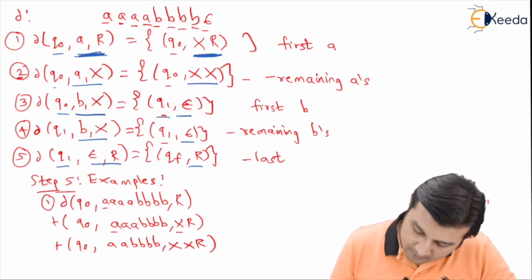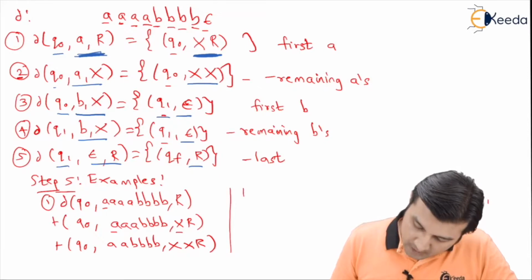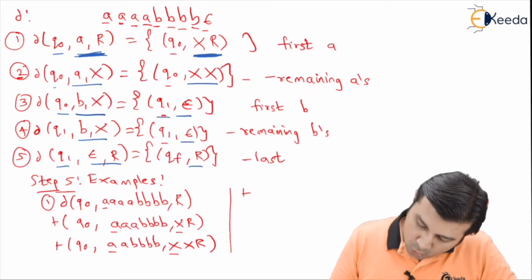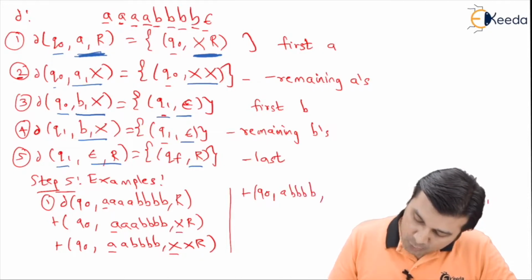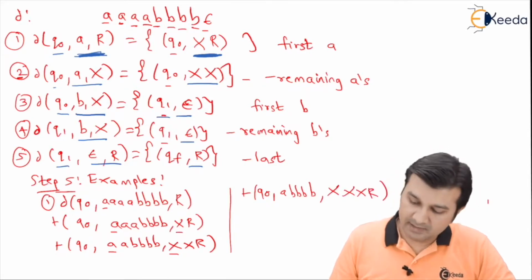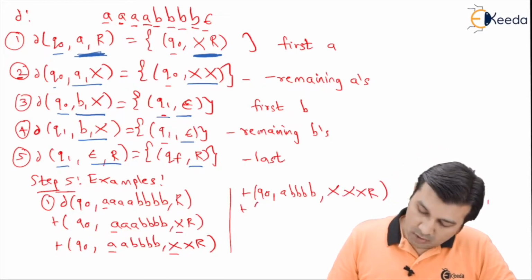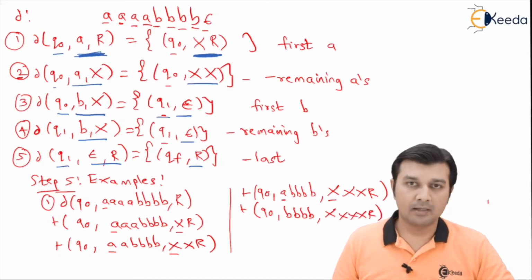Going ahead, Q0 on receiving A when the stack top is X, as per rule 2, remain in the same state. You have only one A followed by 4 B's with you, and you push one more X above XXR. Next, Q0 on receiving A when the stack top is X, as per rule 2, remaining in the same state. You have all B's with you, and now you have 4X above R.